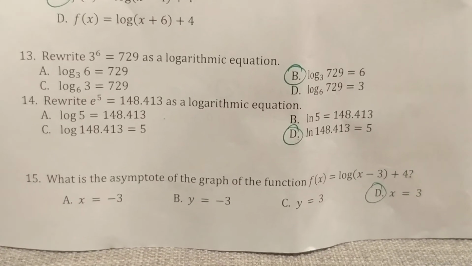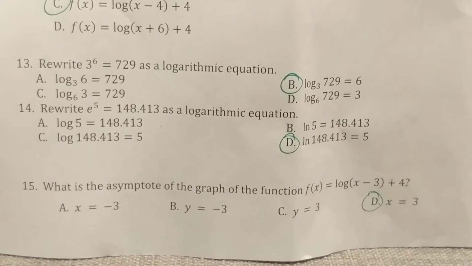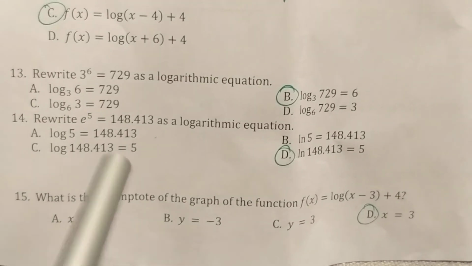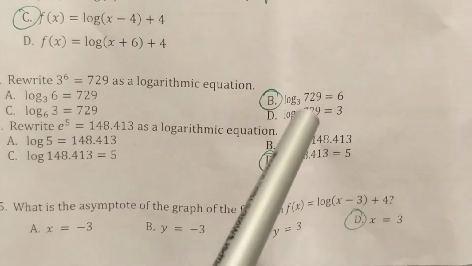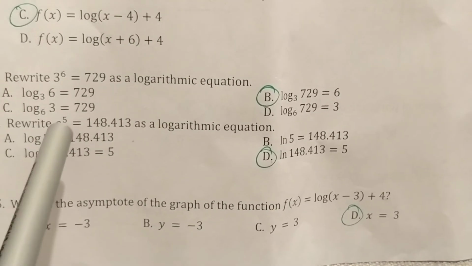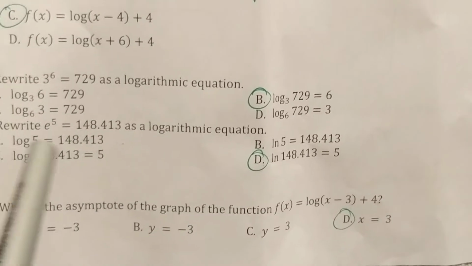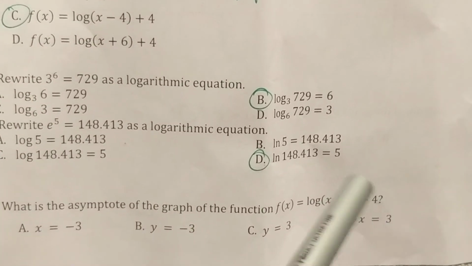On 14, you see e. e is a special case. It always uses ln, so if you see e, you have to rewrite it with ln. And ln takes care of the log part. You won't have a log or a base whenever you see e because you use ln. The 148 comes over to the ln. The exponent again goes over there on the equal sign by itself.